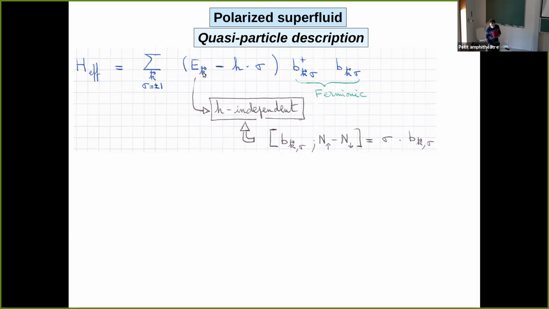The only key point is that the dependence on H, the Zeeman field, is simply given by this expression, where this EK is independent of H. And this basically follows from this commutation relation. So in other words, the fact that the quasi-particles carry a spin 1/2.